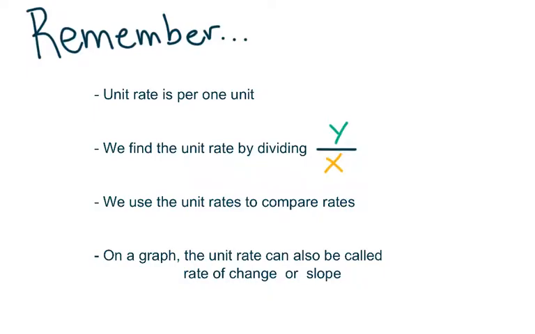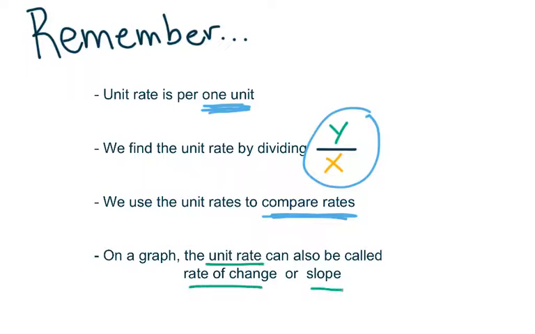So these are things to remember as you move into your practice. Unit rate is per 1 unit. We find unit rate by dividing, and we divide y divided by x. We can use unit rates to compare, which is what we're going to do in our practice. And lastly, we need to remember that unit rate, rate of change, and slope are all the same. They are just called different things.